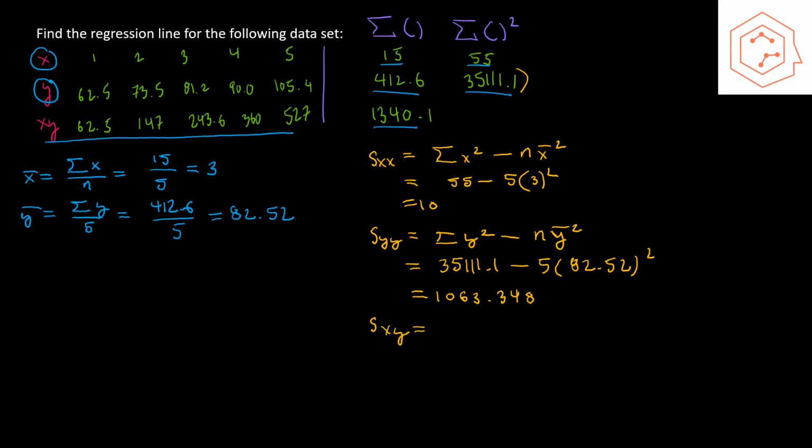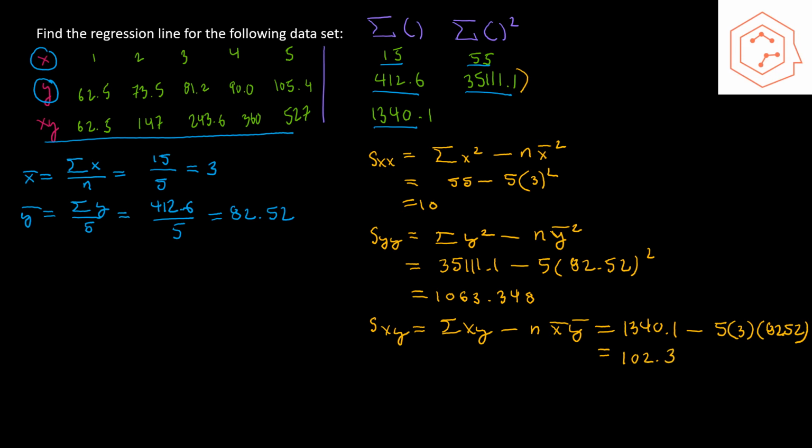And Sxy is equal to the sum of the products between x and y, so 62.5 plus 147 plus 243.6 and so on, minus the number of points, so 5, times the mean, or we'll write the equation first, the number of points times the mean of x times the mean of y. So the sum of all the products is 1340.1 minus 5 points, the mean of x is 3, the mean of y is 82.52, and that comes out for a variability of xy of 102.3.